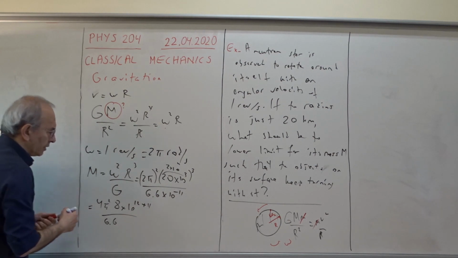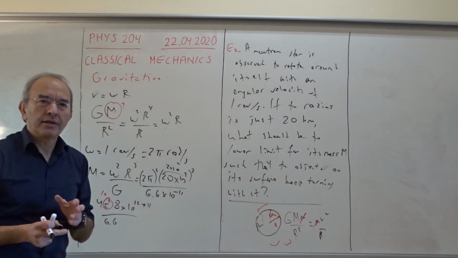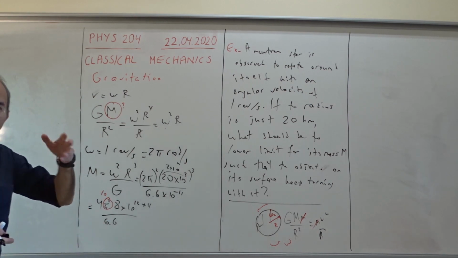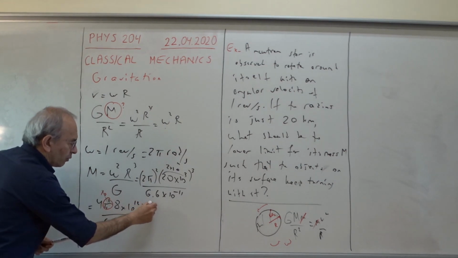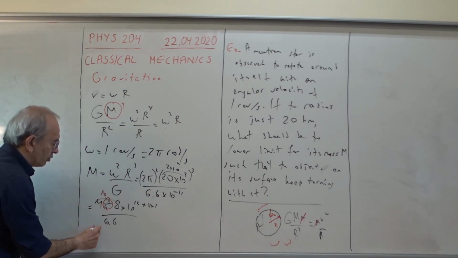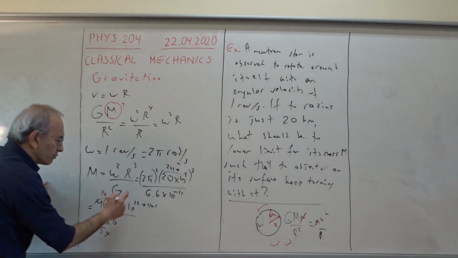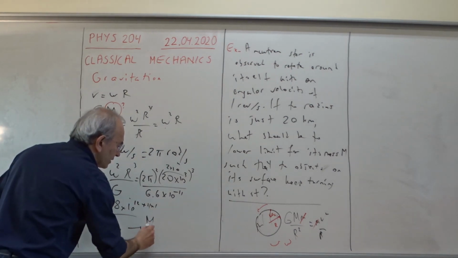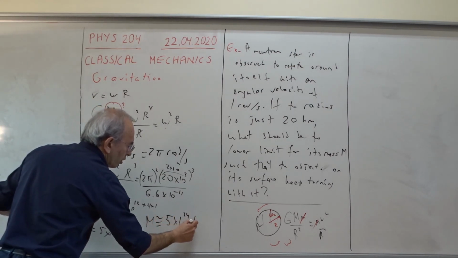There are some cancellations. Remember, as a practical substitution, pi squared is generally taken to be 10. So there is one more power of 10. But 4 times 8 is 32, divided by 6.6 is almost 5. Not very important. 5 times what? 12, 20, 24. So 5 times 10 to the 4. So the mass lower limit should be at least 5 times 10 to the 4 kilograms.